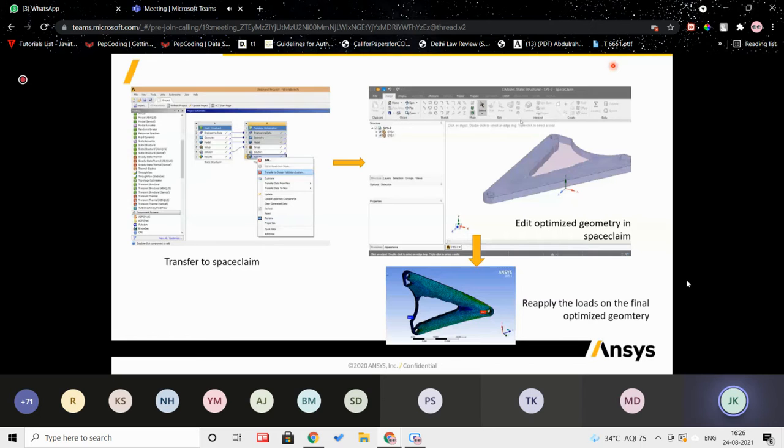So this is a second level check to make sure the optimized geometry does not have a really high stress that leads to the failure of the component. So it is a 3-4 step process: static, topology optimization, geometry editing, and redoing the static structural on the optimized geometry for the second level check.